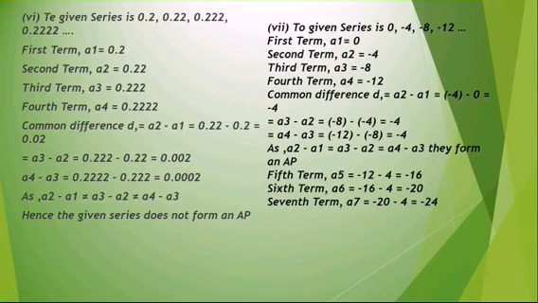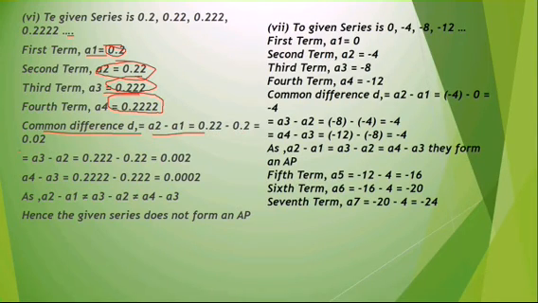The given series is 0.2, 0.22, 0.222 and 0.2222. Now we know that the first term is 0.2 and the second term is 0.22. Third term is 0.222 and the fourth term is 0.2222. We know that the common difference is a2 minus a1, that is 0.22 minus 0.2, that will be equal to 0.02.